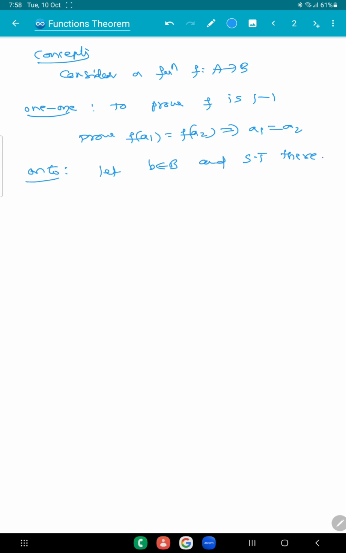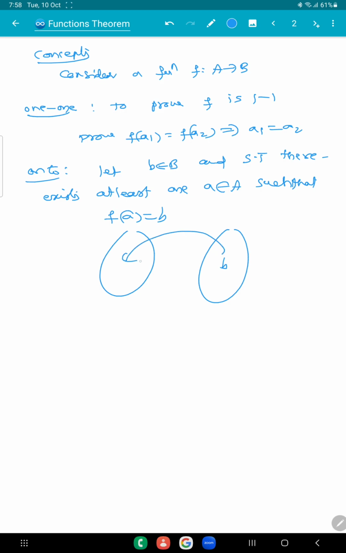there exists at least one a belongs to A such that f of a is equal to b. So that means that every element of codomain should have at least one preimage, 1 1 onto other. So 1 1 is called injection, onto is called surjection. Bijection means that both 1 1 and onto.